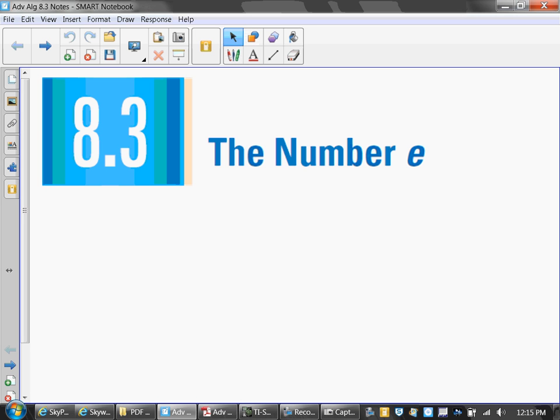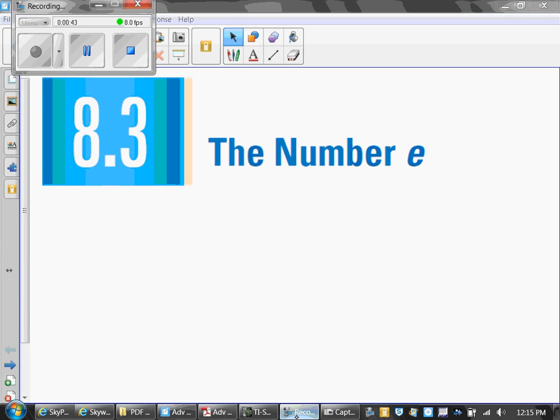You still will show your shifts. You still have an h and a k. But what you'll also use a lot of times with these e values is that you're going to have exponent rules as well. And those exponent rules don't change. So what I want to do is quickly show you what the number e is before we get into it.